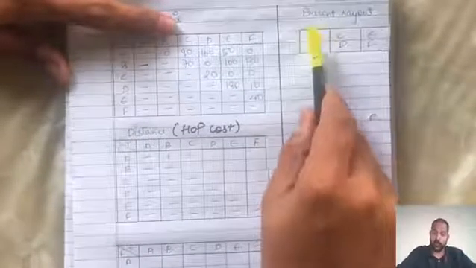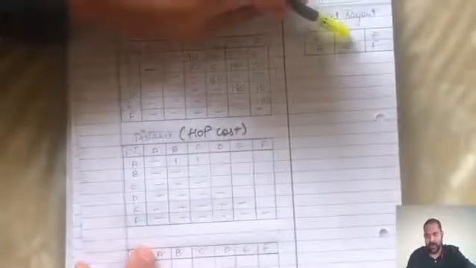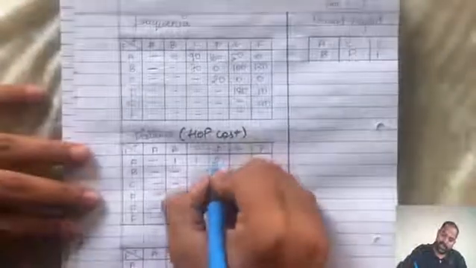So if you want to go from A to D, you will go from A to C, C to D. From A to C is one hop, and from C to D is two hops. So A to D can be covered in two hops.